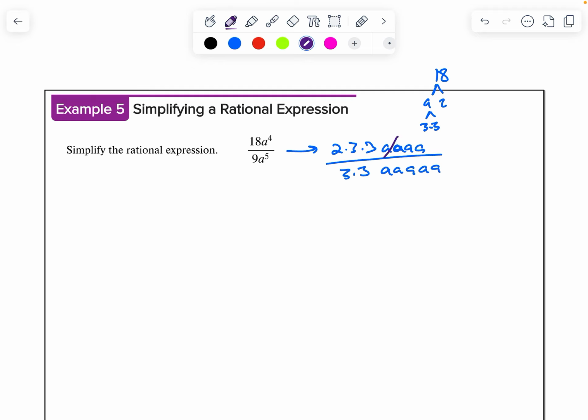Divide away anything that matches up. So A. I've got a 3, I've got a 3, and the only thing left on top is a 2. The only thing left on bottom is an A. If there's nothing left on top, or if there's nothing left on bottom, we just leave a 1 because we're talking about multiplication and division here. If you divide away all the factors, you would just be left with a 1.